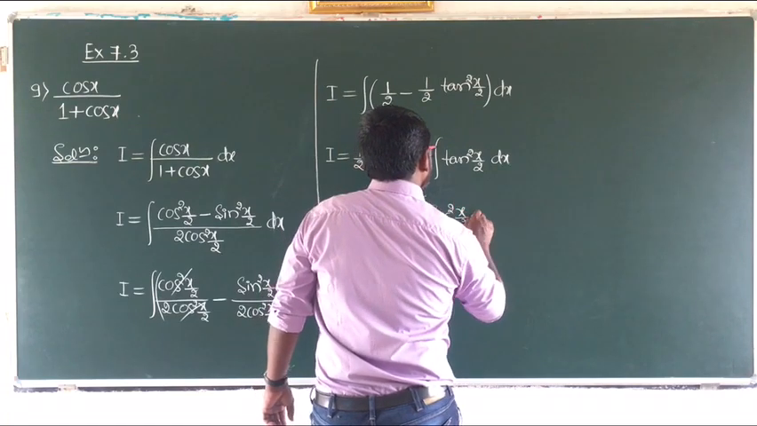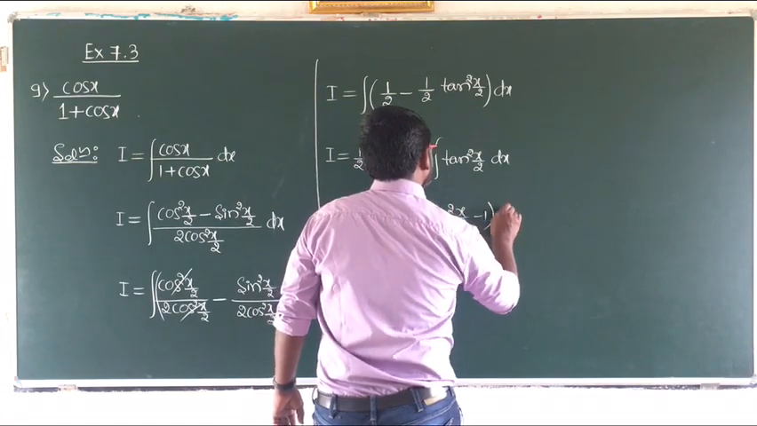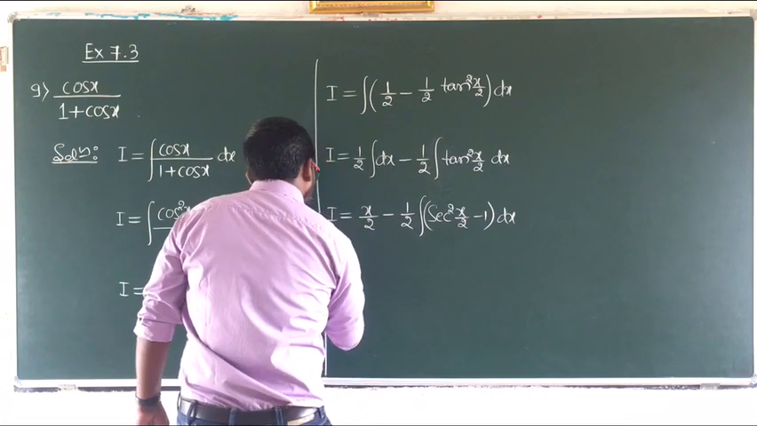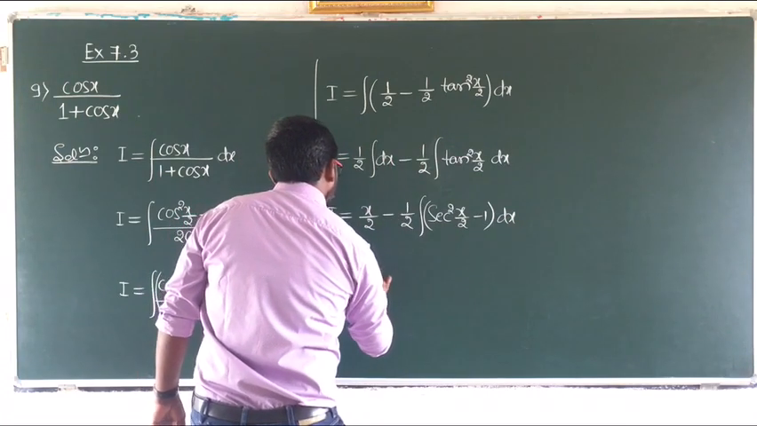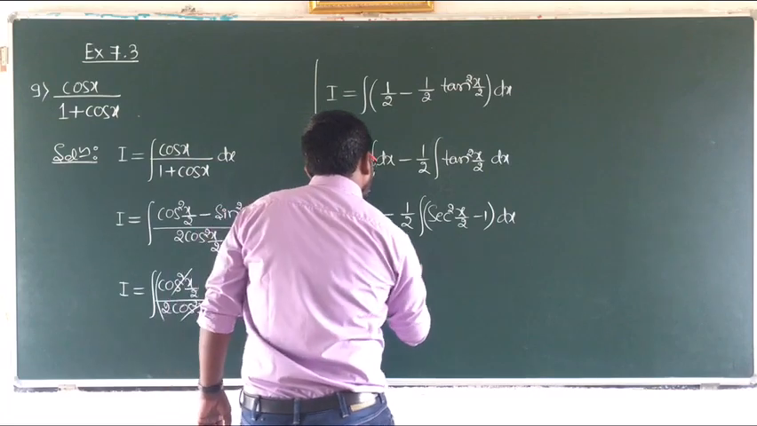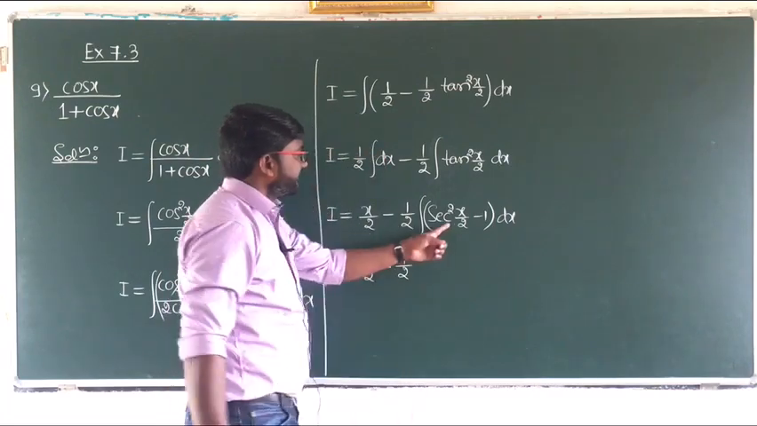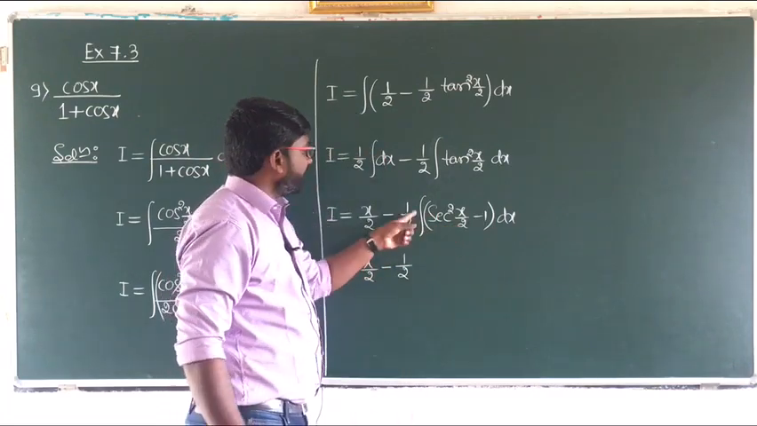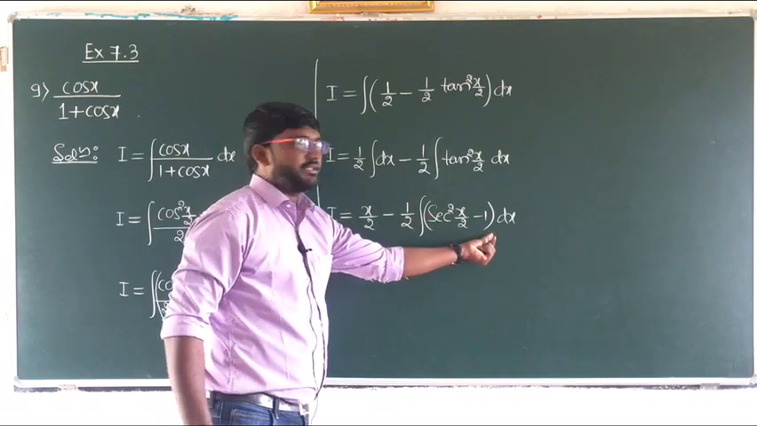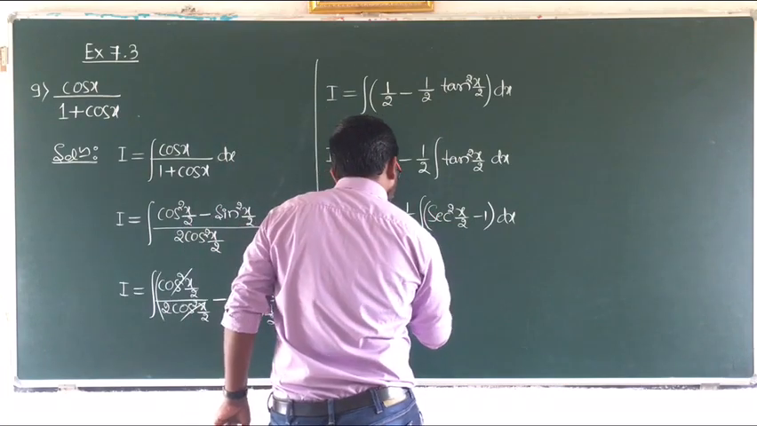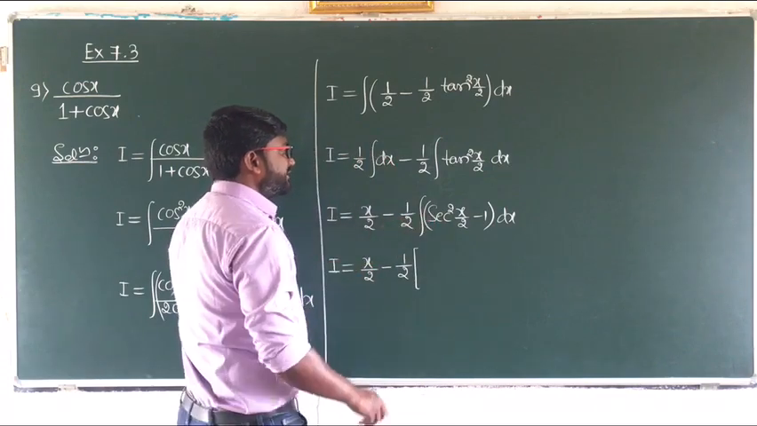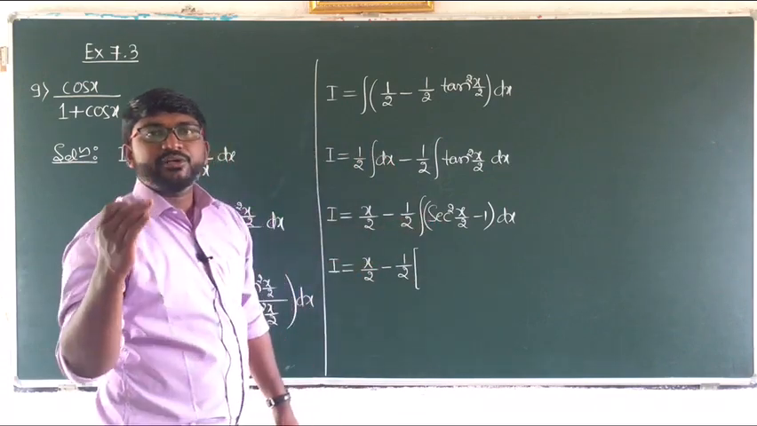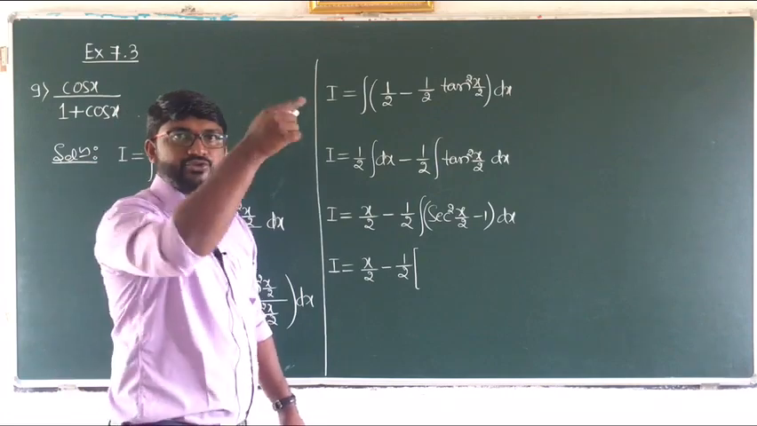Secant square x by 2 minus 1 dx. So now I is equal to x by 2 minus 1 by 2. Integrate them separately now, and 1 by 2 is related to both the terms. So what I do is I put the bracket, then the integration of secant square x by 2 is tan x by 2 whole divided by 1 by 2, that 2 goes to the numerator.